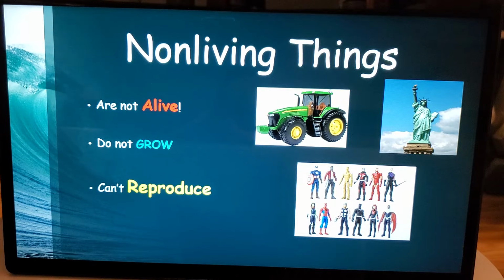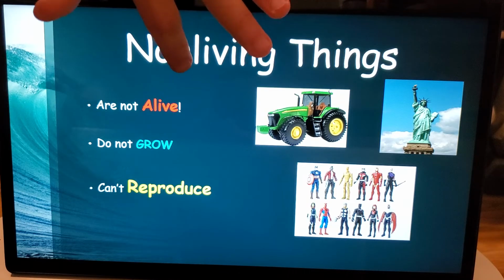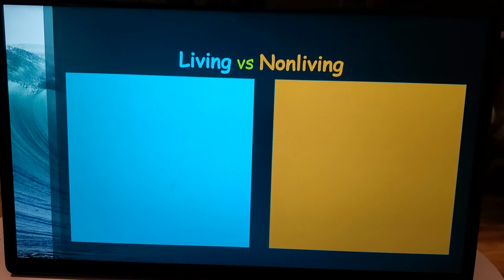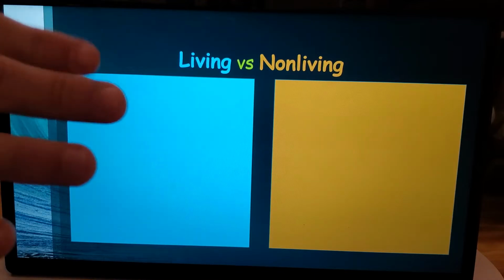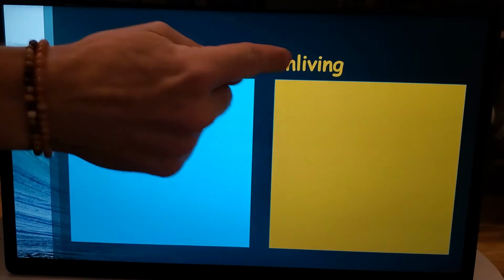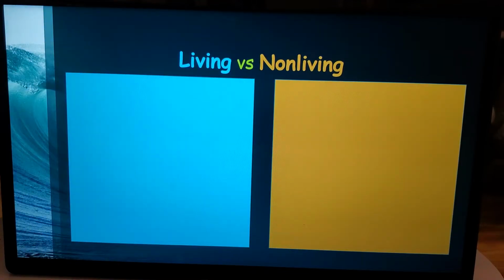So what you're going to do today on your Seesaw activity, guys, is I made the non-living things get to move themselves really quick by turning into a bug. But you're going to do a living versus non-living sort. All right? So let's think about it.